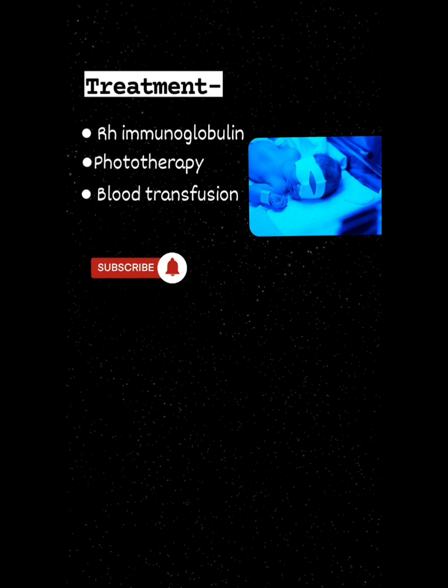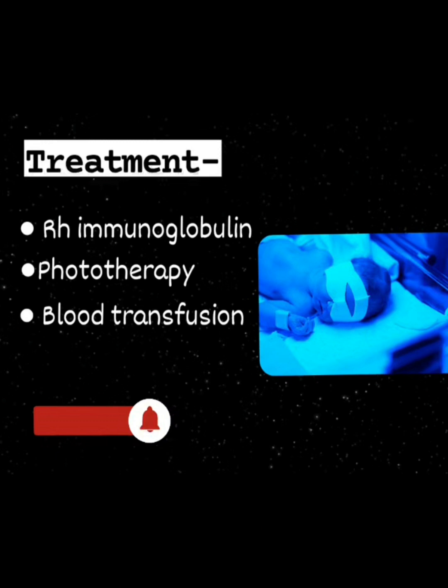And if Rh incompatibility is diagnosed, the mother will receive Rh immunoglobulin in the 7th month of pregnancy and again within 72 hours of delivery. In severe cases, blood transfusion is done through the umbilical cord. So this is all about Rh incompatibility, and this is a very important topic.